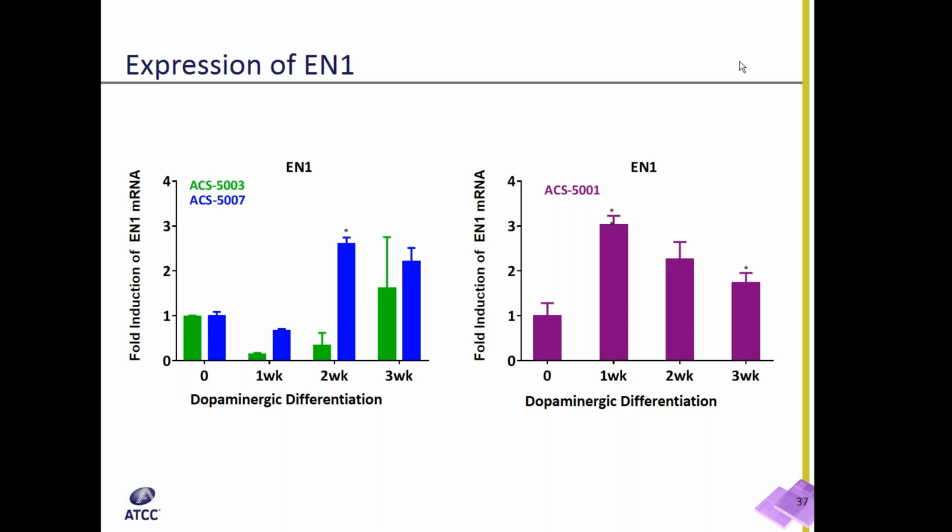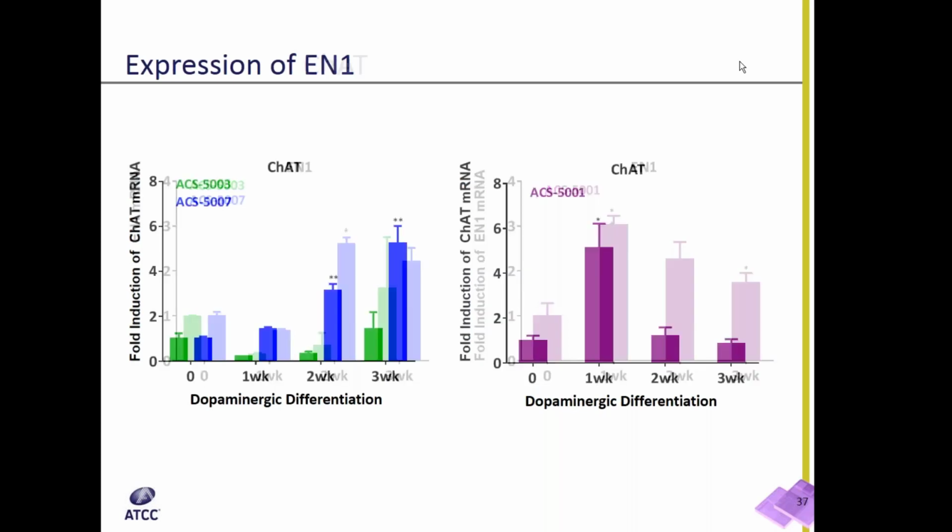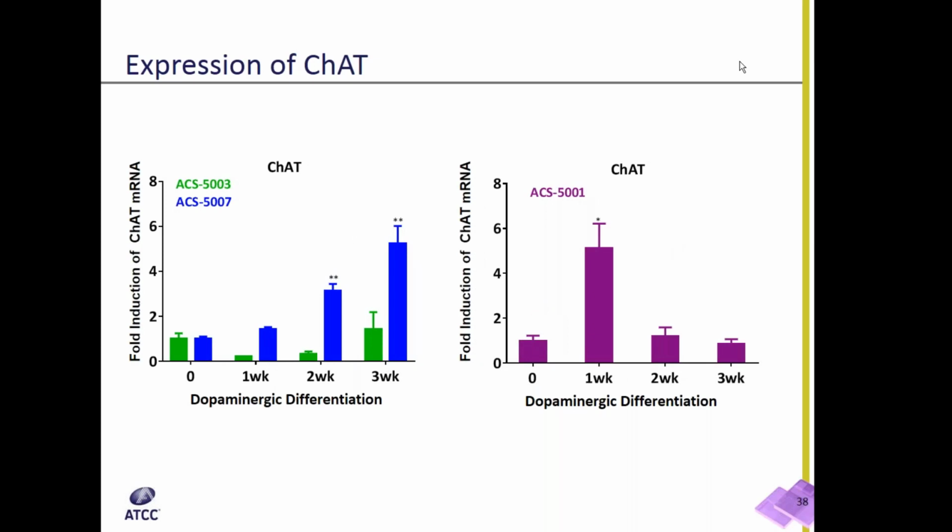In N1, the expression rose after 2 weeks in the reporter labeled line and 3 weeks in the normal line. In the dopaminergic line, expression rose after 1 week and gradually dropped off. For CHAT, the expression of the reporter line rose after 2 weeks. In the normal line, the expression never seemed to get off the ground. In the dopaminergic line, expression rose after 1 week and rapidly dropped off.